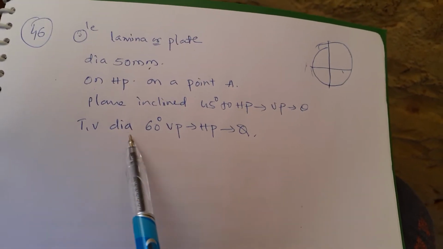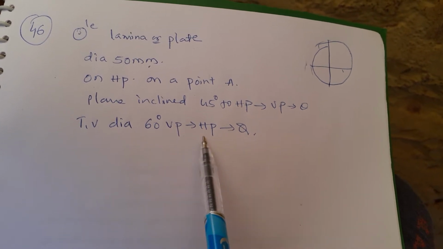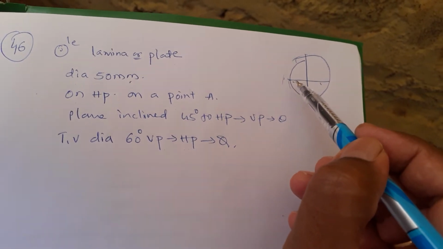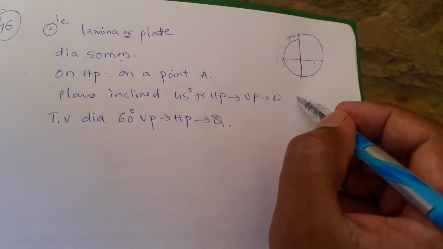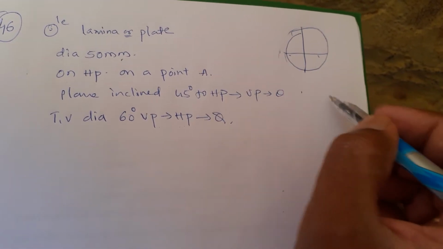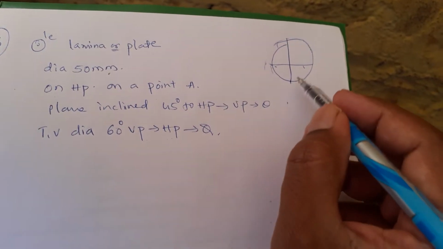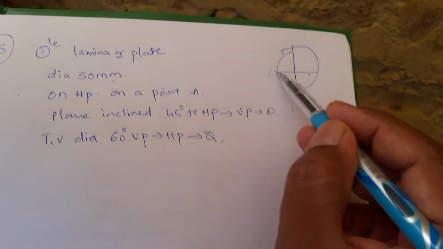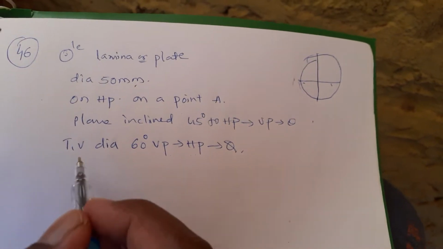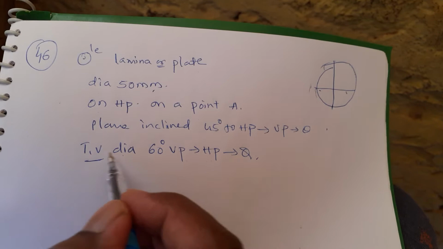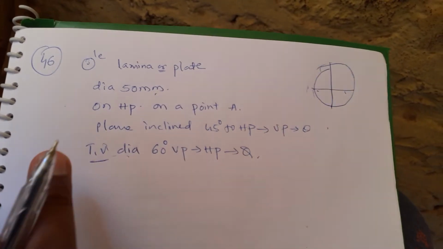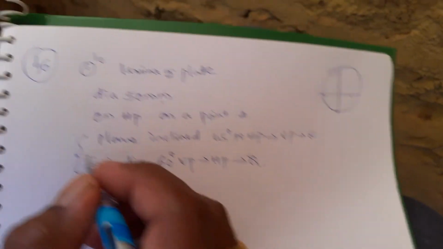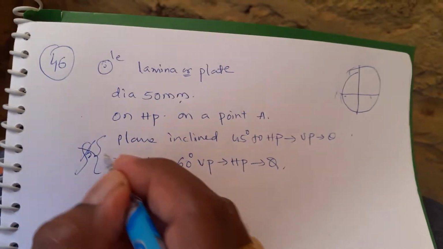And the top view diameter is at 60 degrees to VP. VP means HP. HP means phi. In a triangle you say it as a median, in a square as a diagonal, in a pentagon as perpendicular bisectors. Like that, in a circle we say it as a diameter. Here he has given the top view of a diameter. If he has not given a top view, then you take the beta angle. So he has given a top view, so you are not going to consider the beta angle.